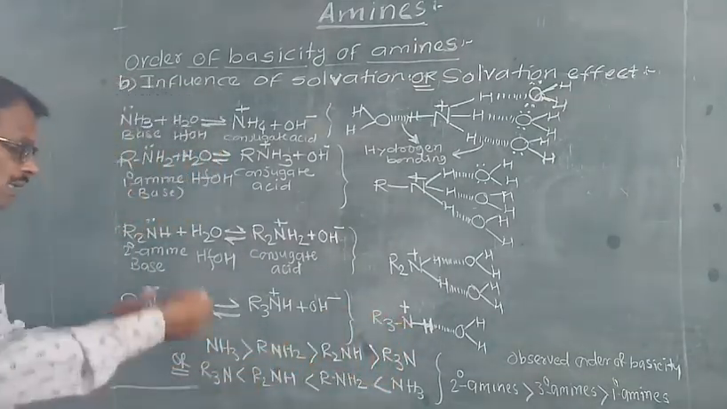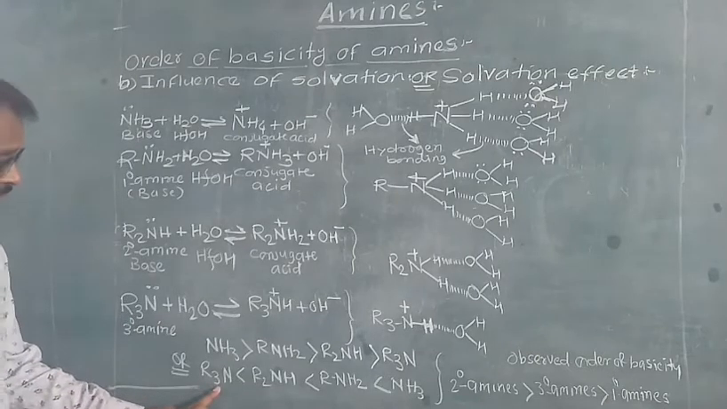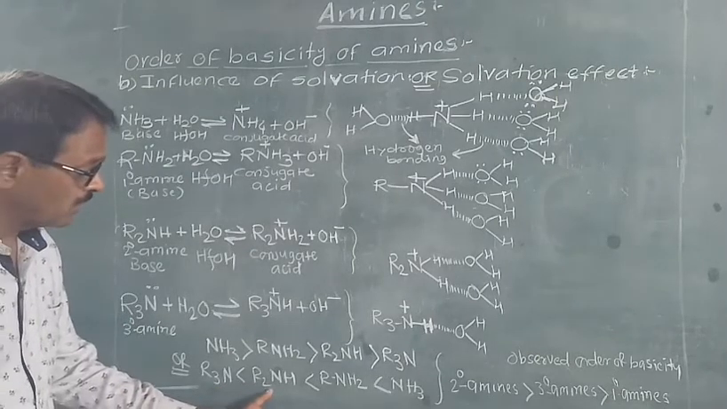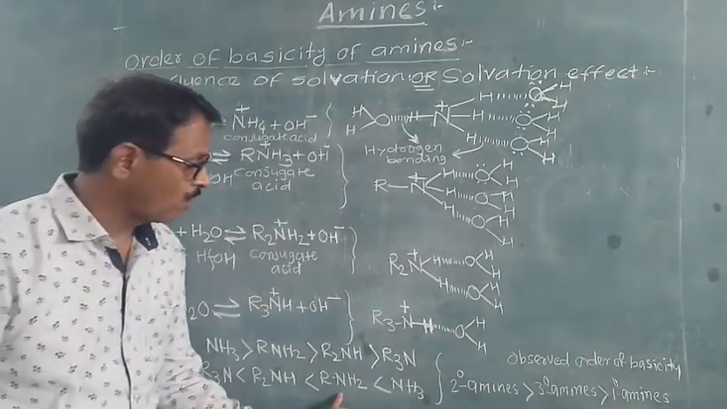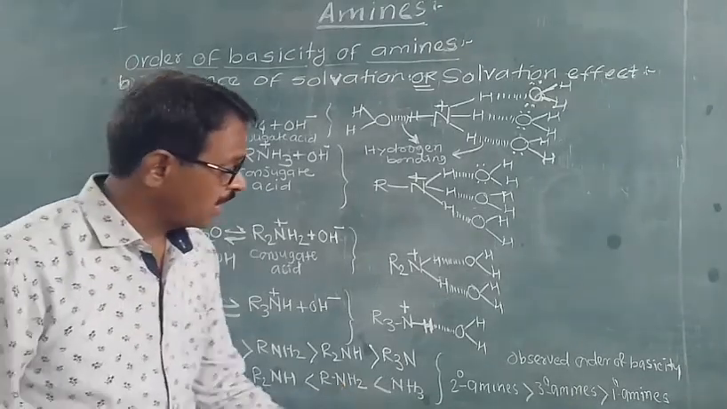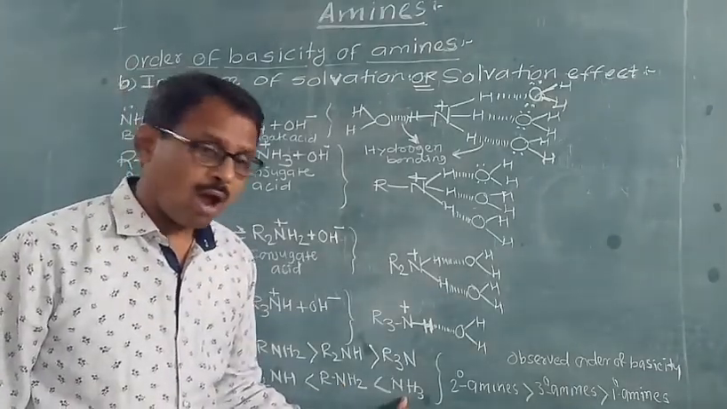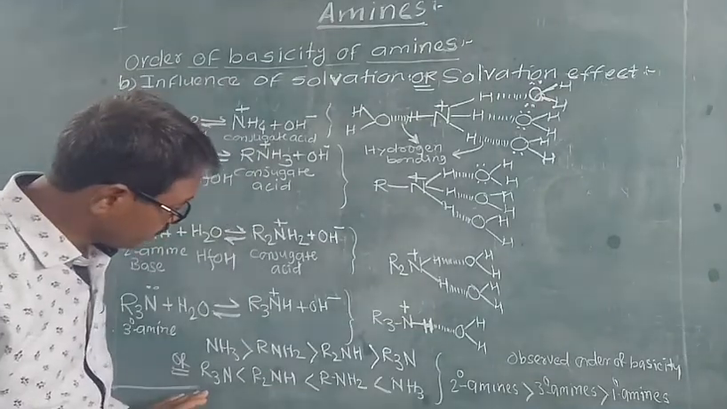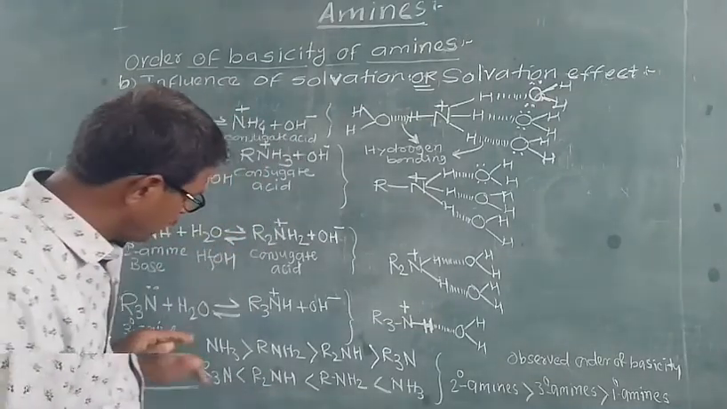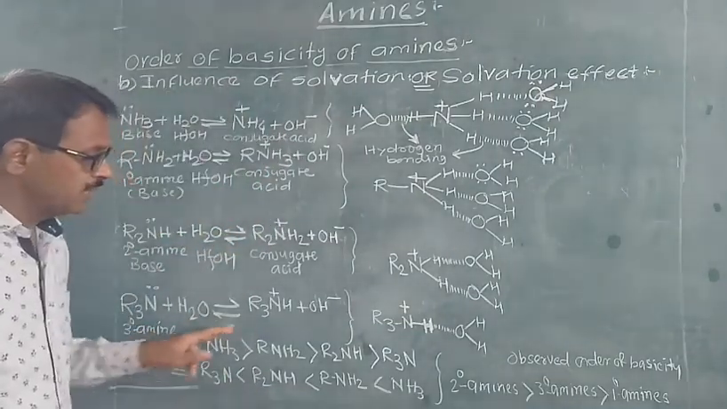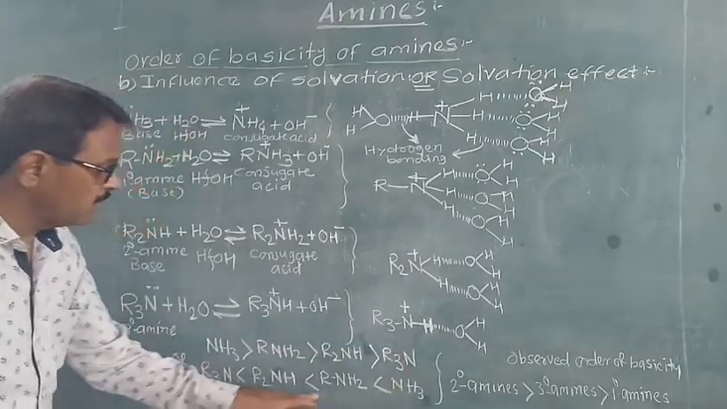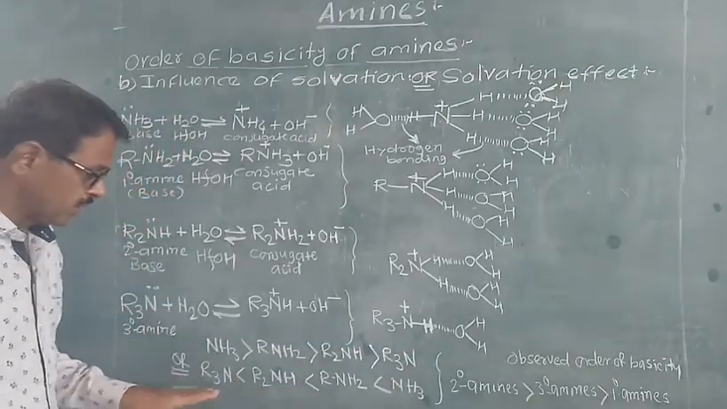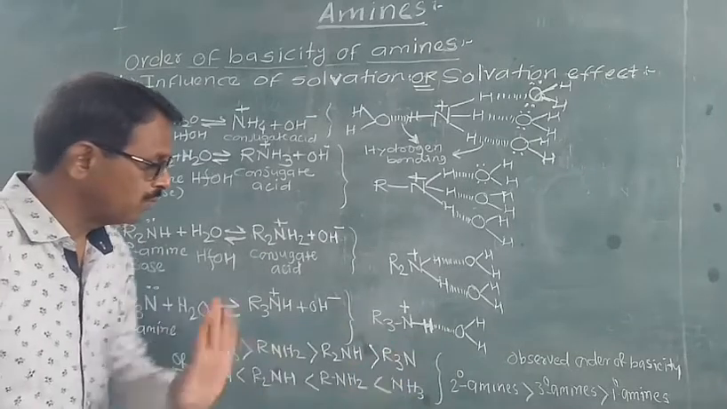And here we can write the same in this way also. Tertiary amines are less basic than secondary amines. Secondary amines are less basic than primary amines, and primary amines are less basic than ammonia. It is a decreasing order, and it is an increasing order of basicity. Less basic, more basic, more basic, more basic, like that.